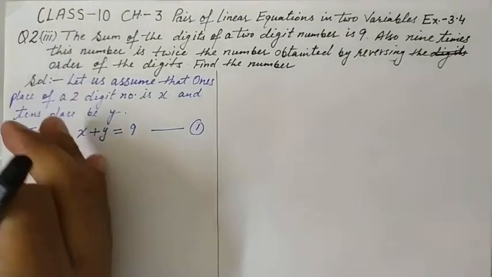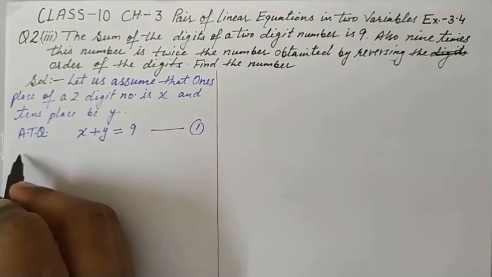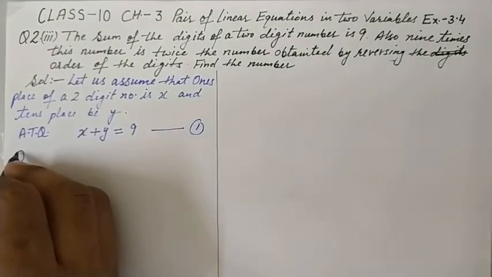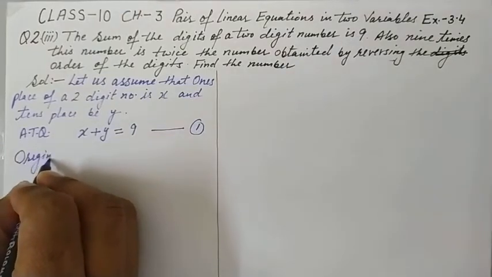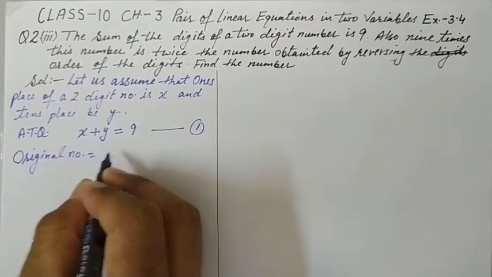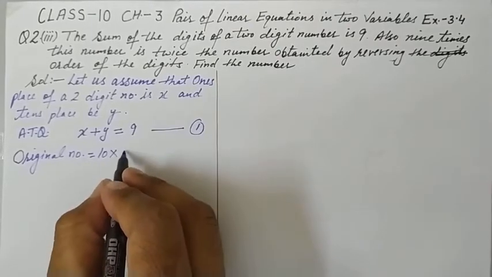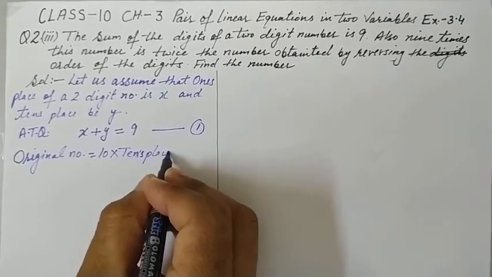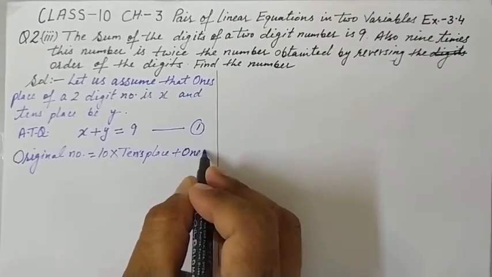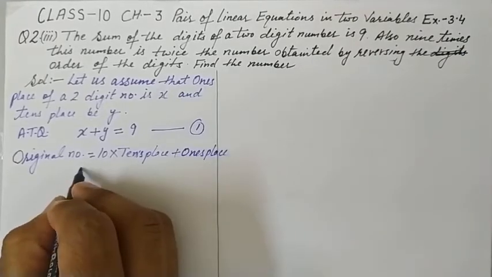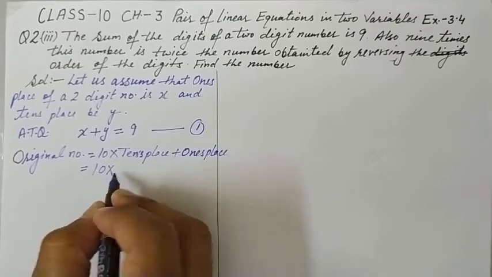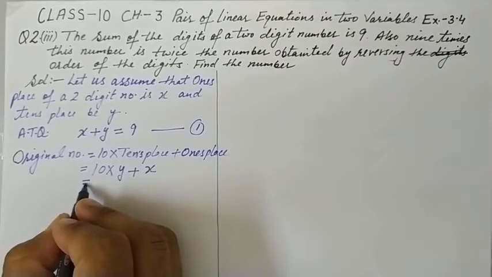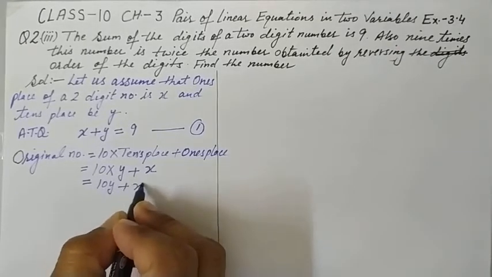Now we find the original number. So here we'll write, original number is equal to 10 into digit at tens place plus digit at ones place. So it becomes 10 into tens place, which is here y, plus ones place, which is here x. So the original number is 10y plus x.